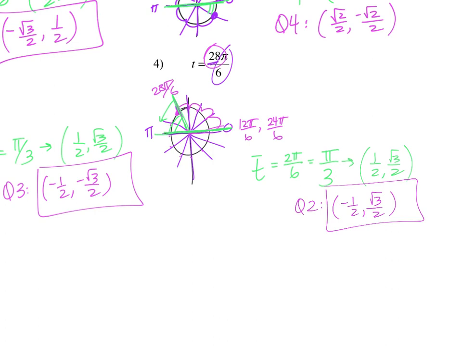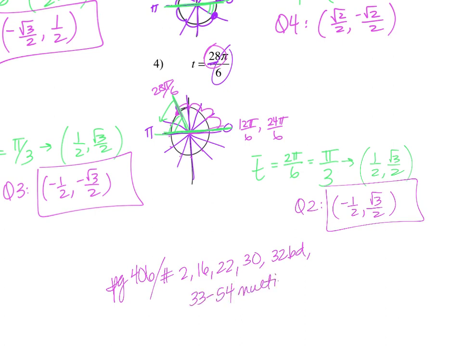The homework I'm gonna have you try with this is on page 406 again. Numbers, let's see, 2, 16, 22 and 30. 32, do B and D. And then 33 through 54, the multiples of 3. Let me know if you have any questions.